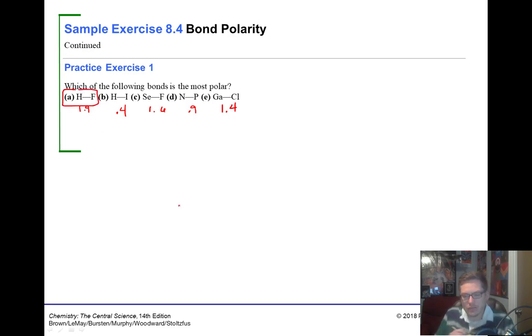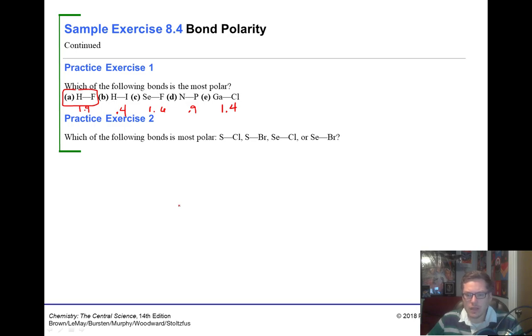We could also have guessed that that was going to be the one with the biggest difference, purely based on their locations on the periodic table, because we know electronegativity increases going from left to right and increases going from bottom to top. So that one has the biggest distance between those elements, and that would have been a good guess to start with as well. Then to answer this, you just do the exact same thing.